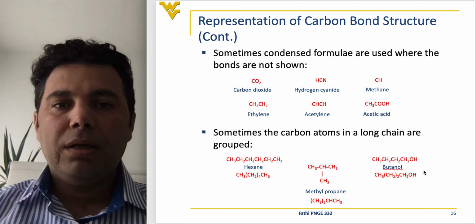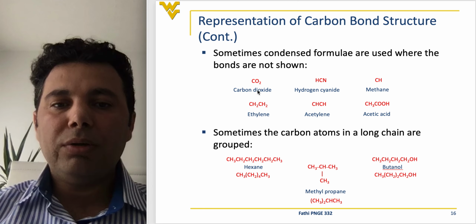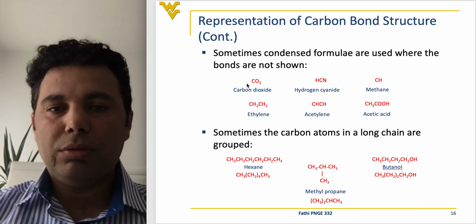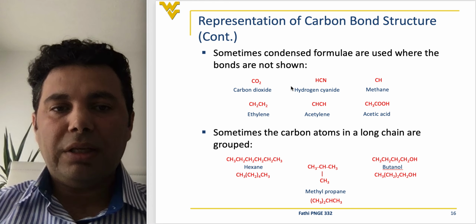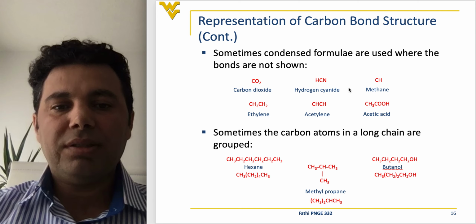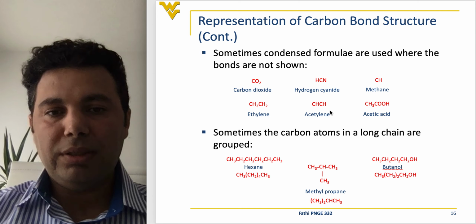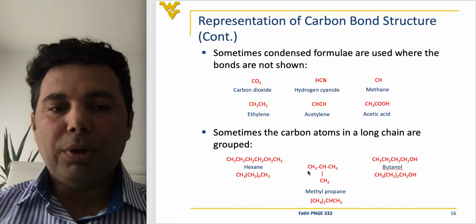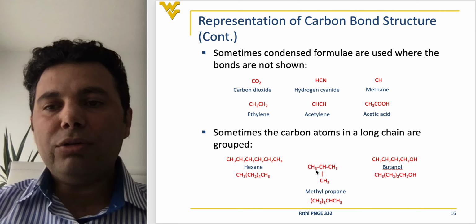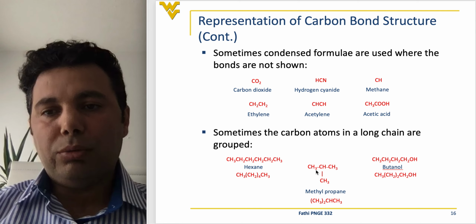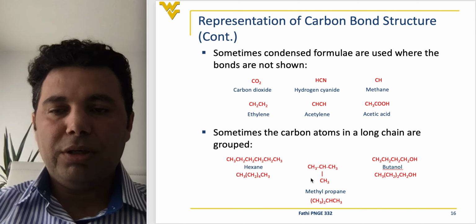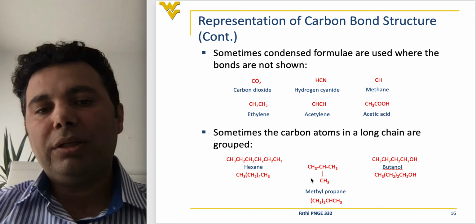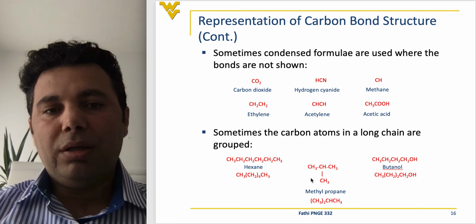Sometimes people don't show the bondings; they just show the structure without the bondings. But this is not the practice that we want to follow in this class. In this class, what we want to do is to show the bondings. But for hydrogen, you are free to show it or not show it, because we know hydrogen has one bond, so there is no need to show that.